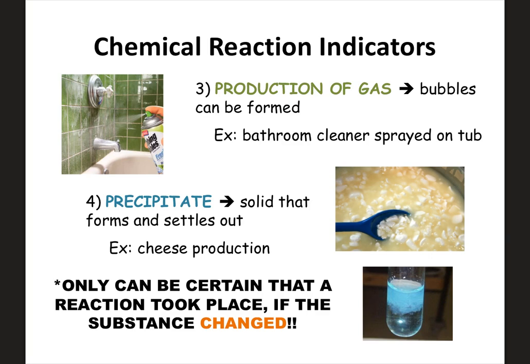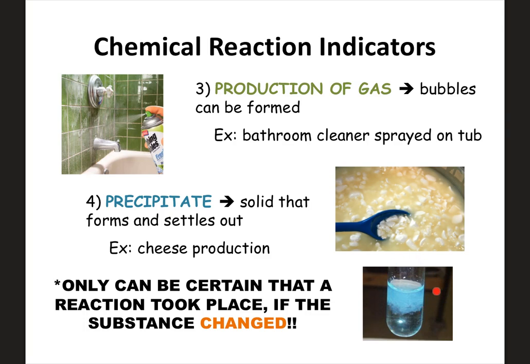Another example, something you might not be as familiar with, it's called a precipitate. Basically, in chemistry, we can mix two liquids and we get a solid that will start to form and settle out. I like to call it chunkage. It's like you mix two liquids and all of a sudden you get this like chunky material starting to form. A good example of this in the real world would be like cheese production. You mix the liquids and then you get the curds forming.